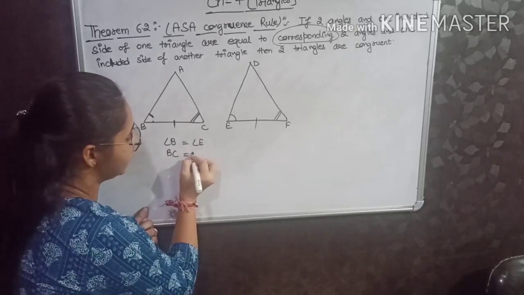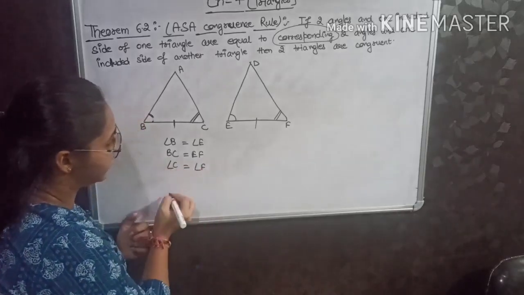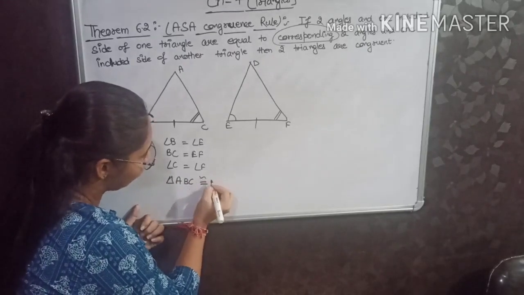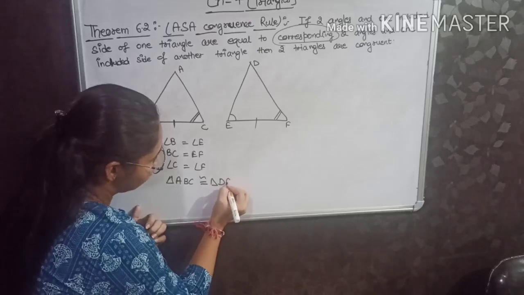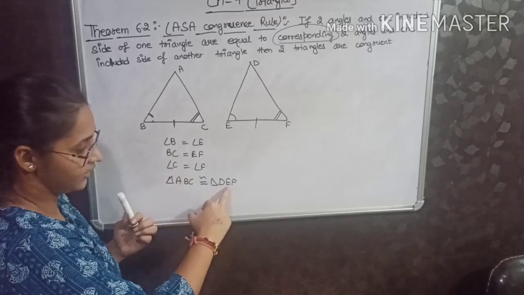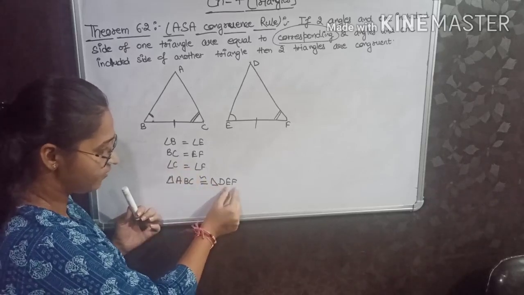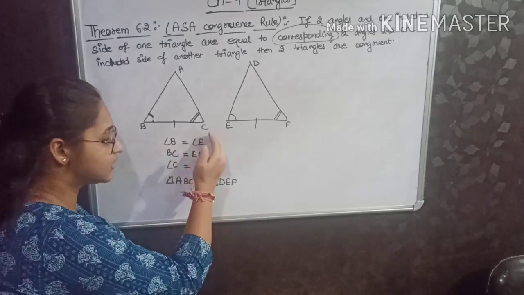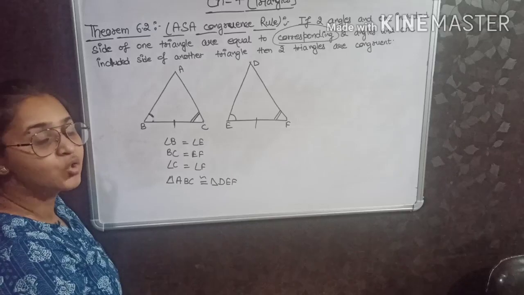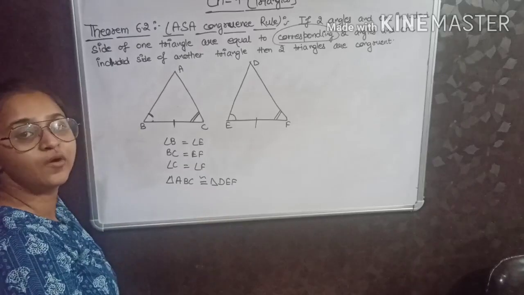BC is equal to EF, and angle C is equal to angle F, then I can say that triangle ABC is congruent to triangle DEF. You can check, corresponding to angle B, you have angle E, corresponding to angle C, you have angle F, corresponding to BC, you have EF. So it means, if these three things, two angles and one included side, are equal in the corresponding parts of two triangles, then I can say that these two triangles are congruent.